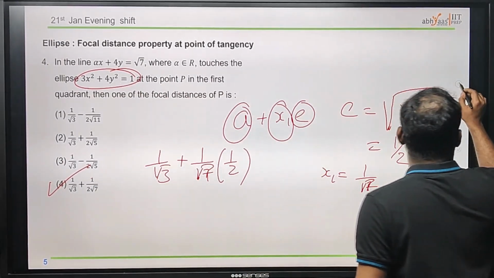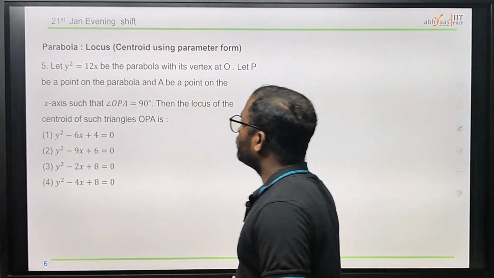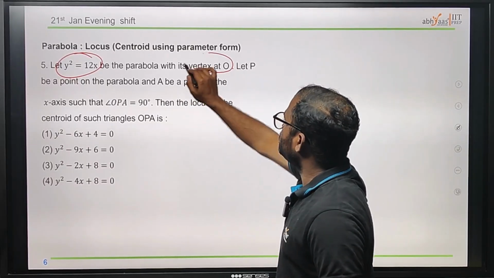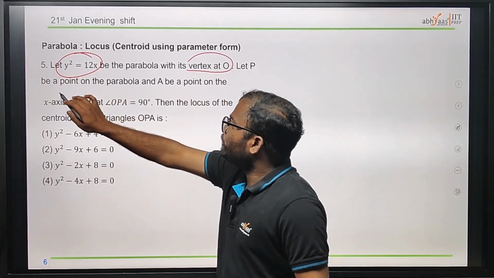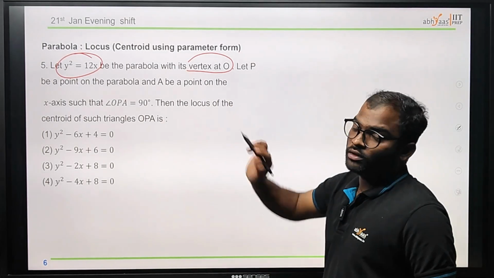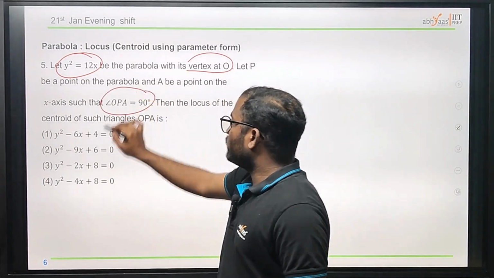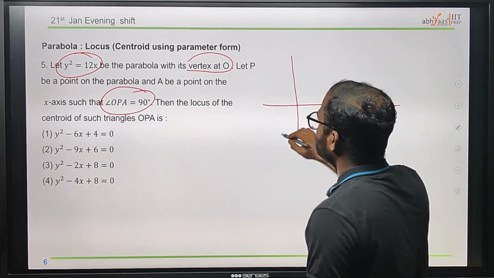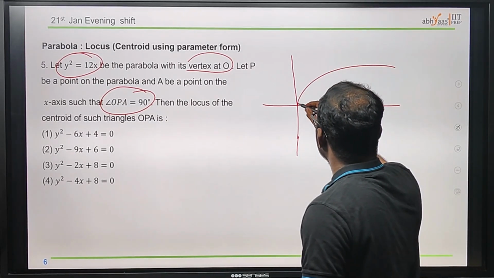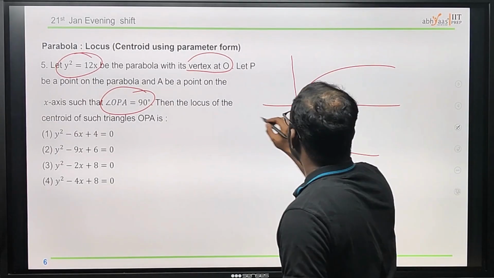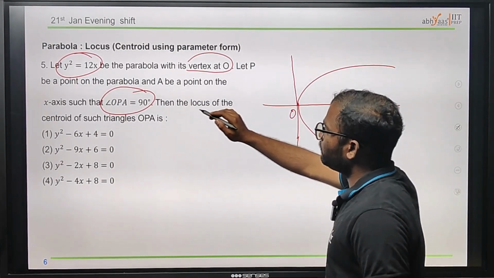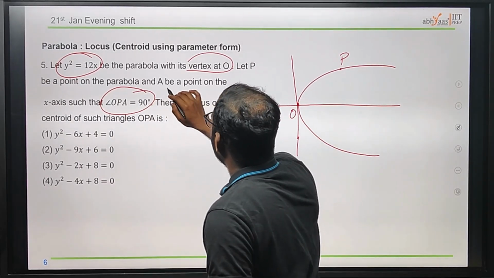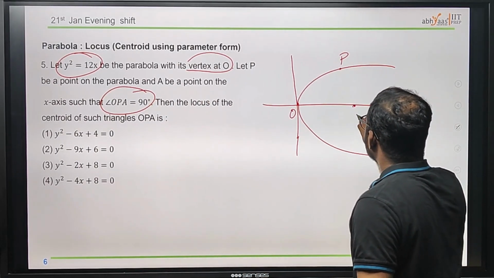Now we will see another question based on the parabola itself. If you see here, we have y square is equal to 12x, which is a parabola with vertex at O, and P is a point on the parabola and A is a point on the x-axis, such that angle OPA is 90 degrees. Just draw that: we have a parabola like this. They said vertex at O, and P be a point on the parabola. Now A is a point on the x-axis.